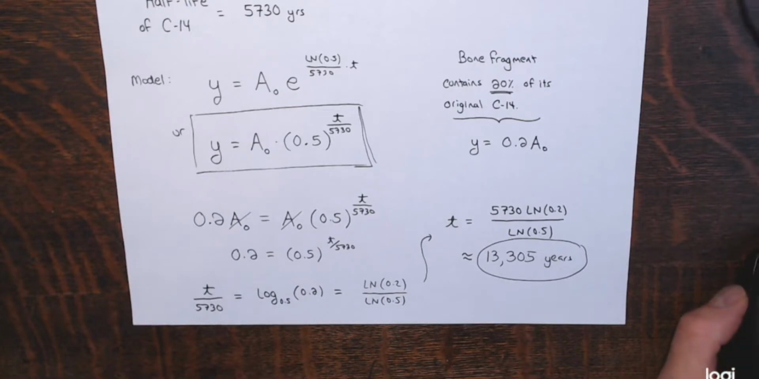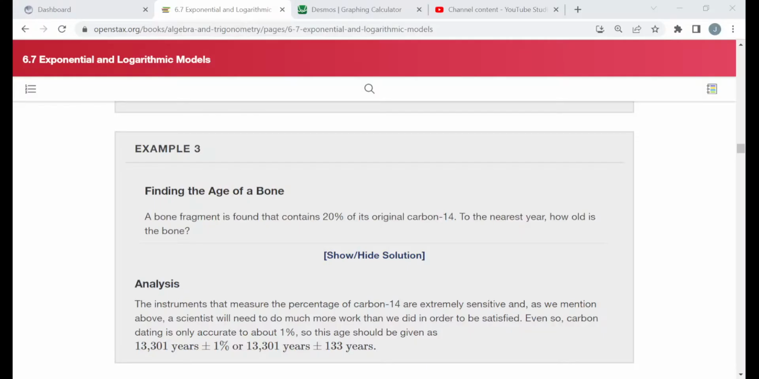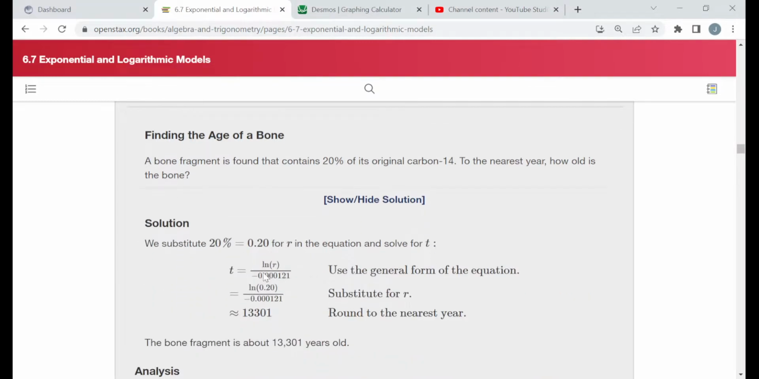Now, back in the textbook, you see they're showing 13,301 years, plus or minus 1%. The reason they're doing this plus or minus 1% is if you see the solution here, they're rounding. See how they took the natural log of 0.2, the percentage that's left? We had the natural log of 0.2 in our numerator, but then it's divided by negative 0.000121. So they took the natural log of a half divided by 5,730 and rounded it, and that's why they're a little off from what we got.